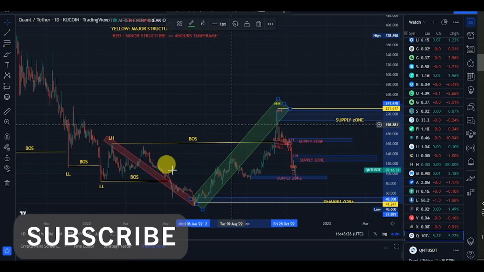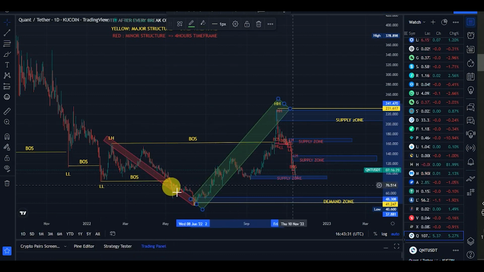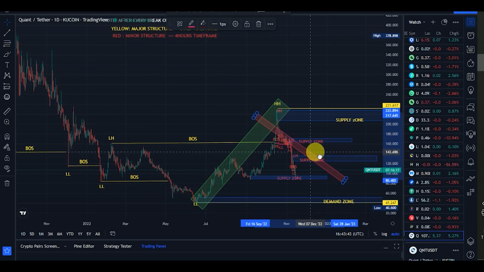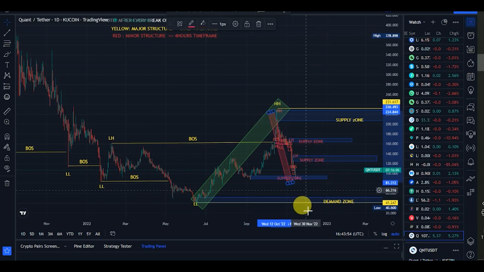We've been on a pullback phase on our major structure. So price has pulled back to this point. Now let's move to our 4 hour time frame and see our position on our minor structure.